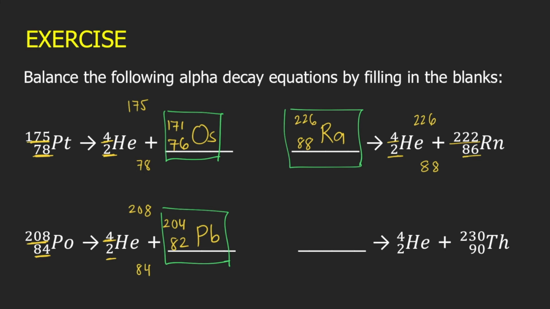And finally, for our last example, on the right side, we have 2 plus 90. That's 92. So to balance, we also put 92 on the left side. And what is the 92nd element? That is uranium. And for the mass number, on the right side we have 4 plus 230. That's 234. So to balance, you should put 234 on the left side. So the answer is uranium 234. Okay, so I hope you've been following, and I hope you understood how to balance alpha decay equations.